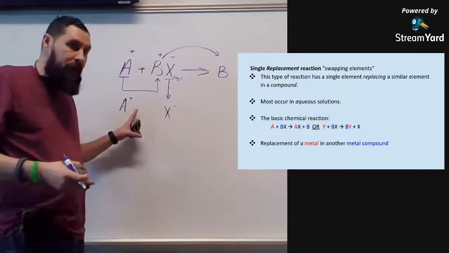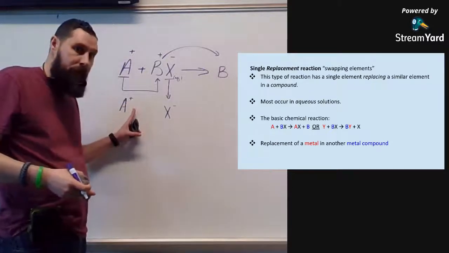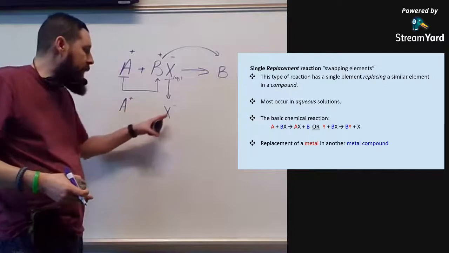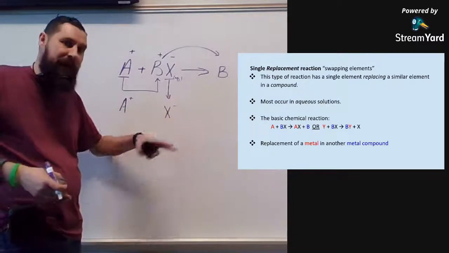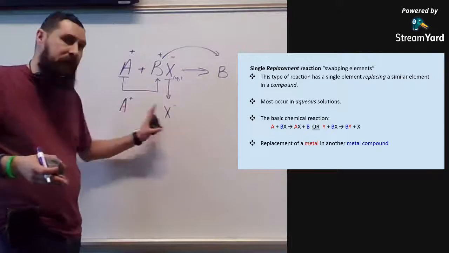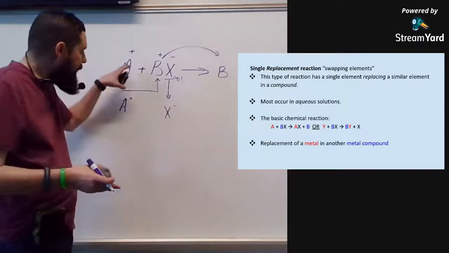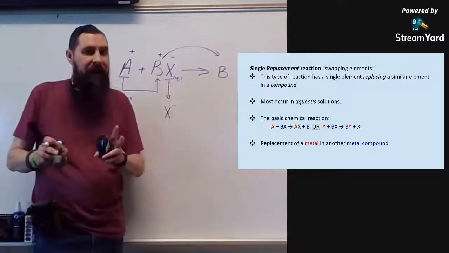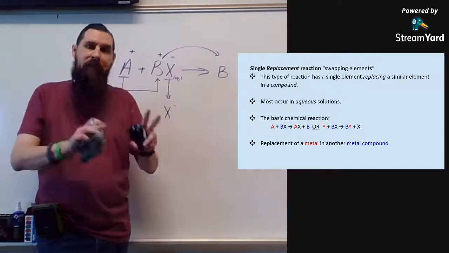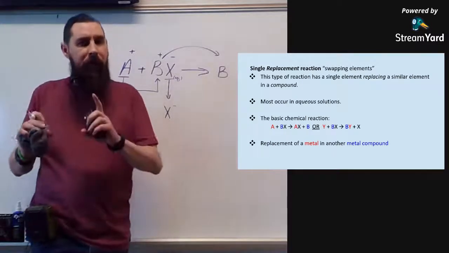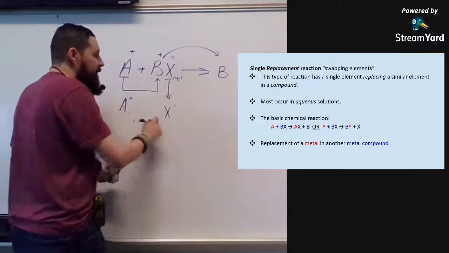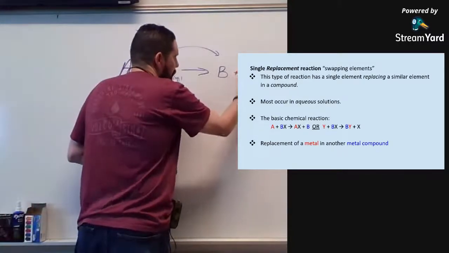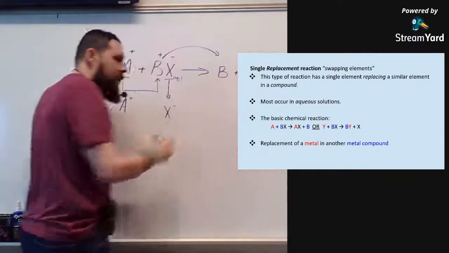A can be +1, +2, +3. X can be, again, 1 negative, 2 negative, 3 negative. So these are just generic charges. And again, A and B do not have to have the same numerical value of charge. It's simply that they're both positive. So what ends up happening is AX combine, and that's my new compound.